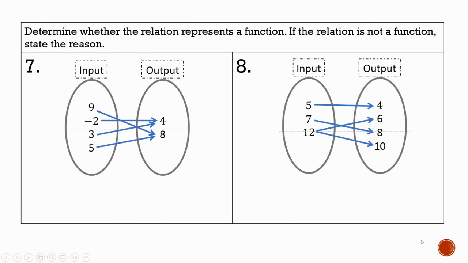And then we've got some relations represented in mapping diagrams. So in number 7, 9 is paired with 8, -2 is paired with 4, 3 is paired with 4, and 5 is paired with 8. So each of these inputs only has one arrow coming off of it, so it's only paired with one output. So this one is a function.